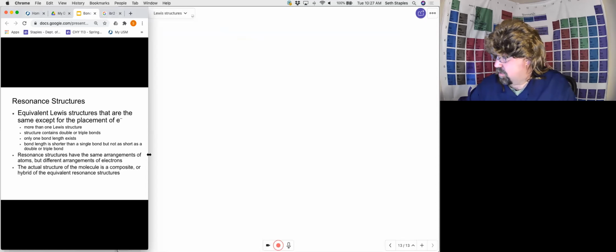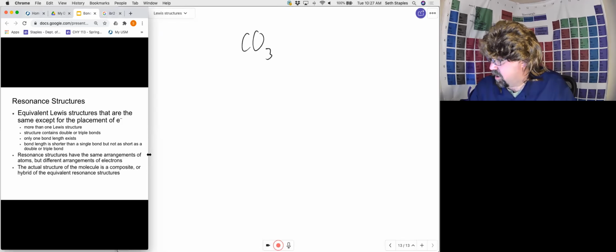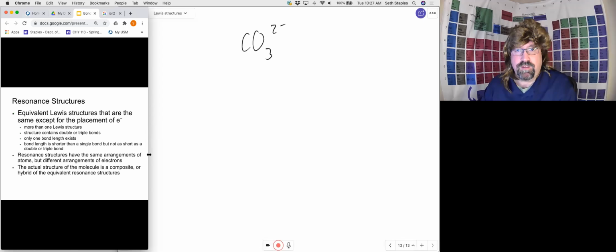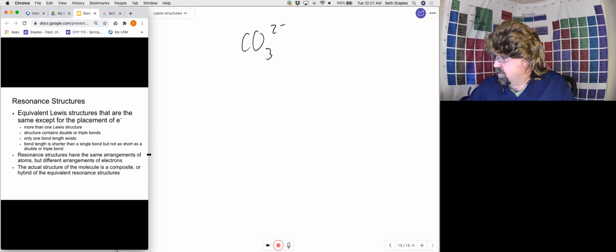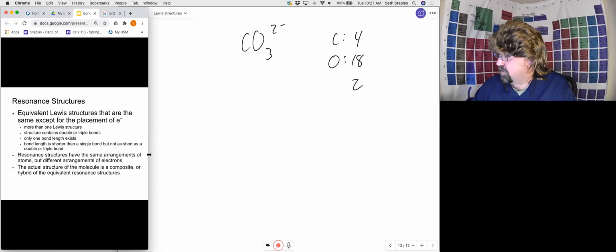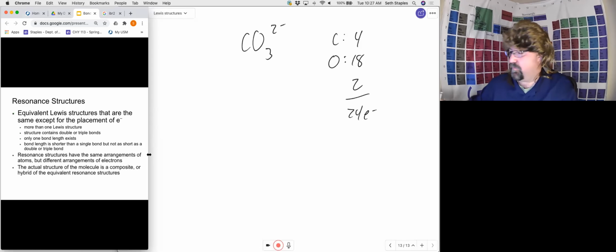We're going to do our Lewis dot structure for our carbonate ion, CO3 2-. So we count up our valence electrons, 4 from carbon, oxygen, 3 times 6 is 18. Remember, we have to account for our 2-, so we're going to add another 2 electrons here. So we have 24 electrons to worry about with carbonate.